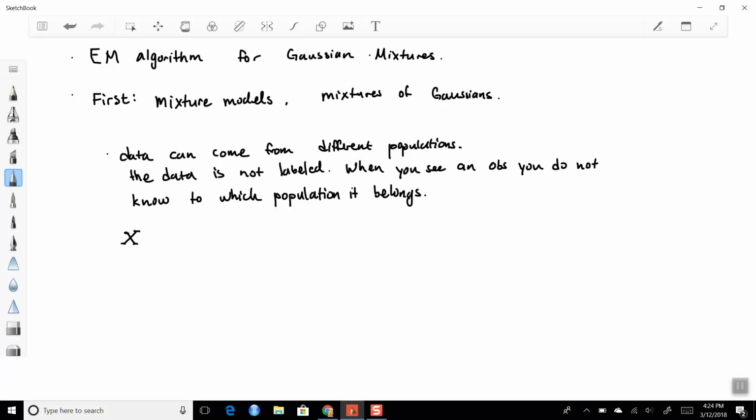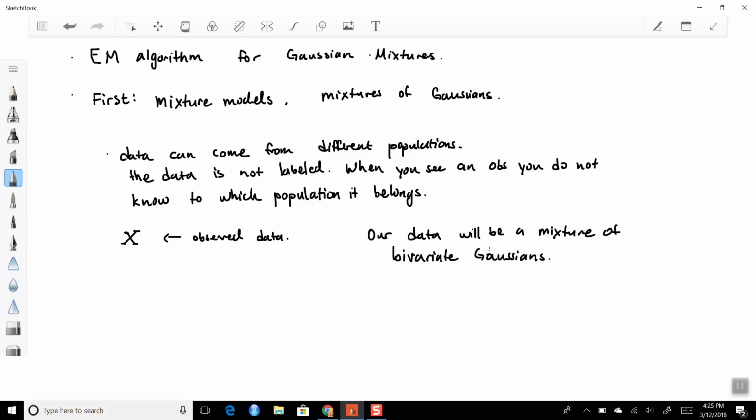And so X, our matrix X, is our observed data. And so let's just say our populations will be bivariate Gaussians, okay? So we will say our data will be a mixture of bivariate Gaussians, okay? So this is what we have. And so if we have a total of n observations, then X is an n by 2 matrix.